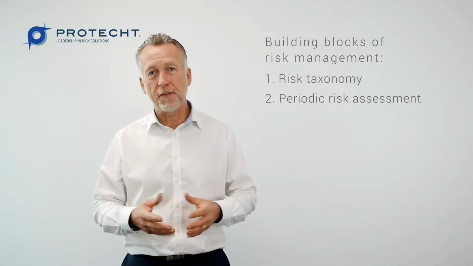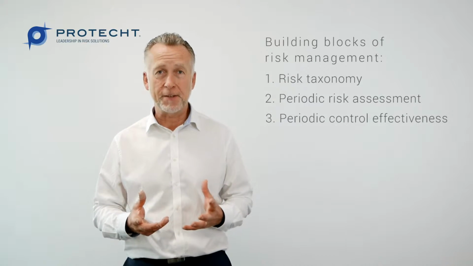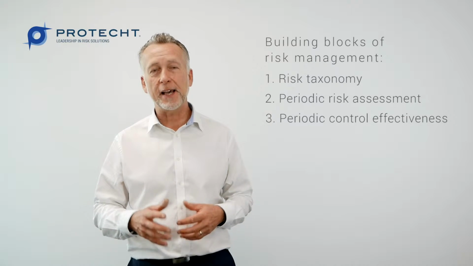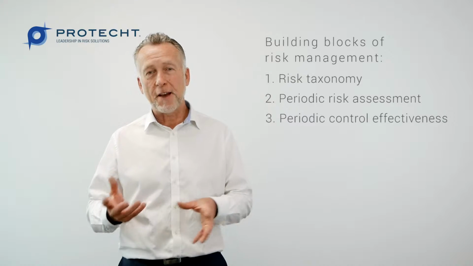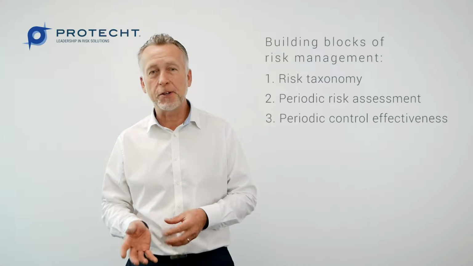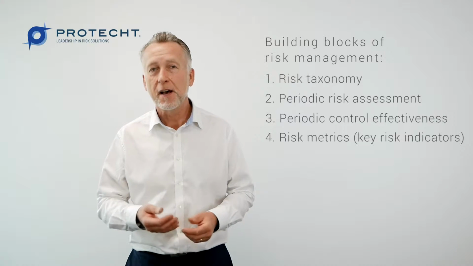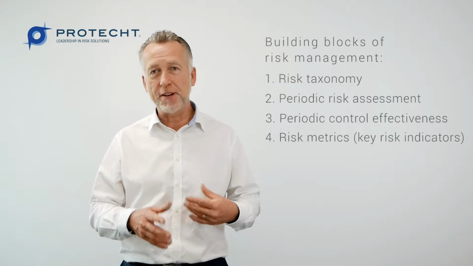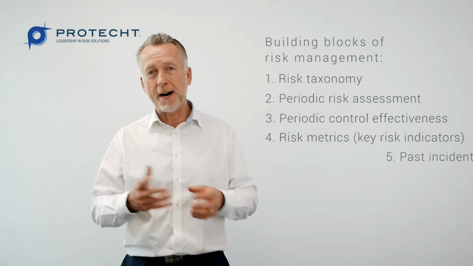Thirdly, once we've identified the key controls, we should then be doing periodic control effectiveness testing to tell us how effective our controls are being. Fourthly, because our risk assessments aren't very dynamic, we should also be collecting risk metrics. We often call these key risk indicators that give us a more up-to-date view of our risks and our key controls. Fifthly is our past incidents.